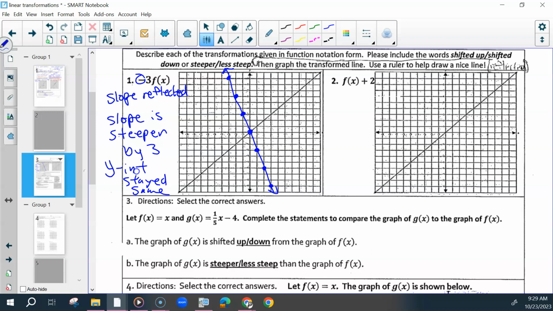What changed in number 2? Y-intercept. Got shifted by, or in what direction? Up 2. All of those things. You gotta put all of them together. What happened to the slope? Just stayed the same.